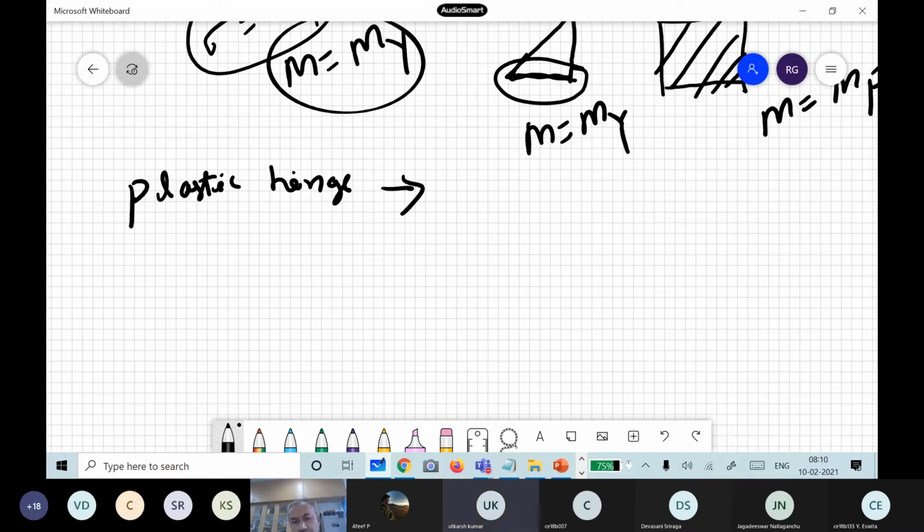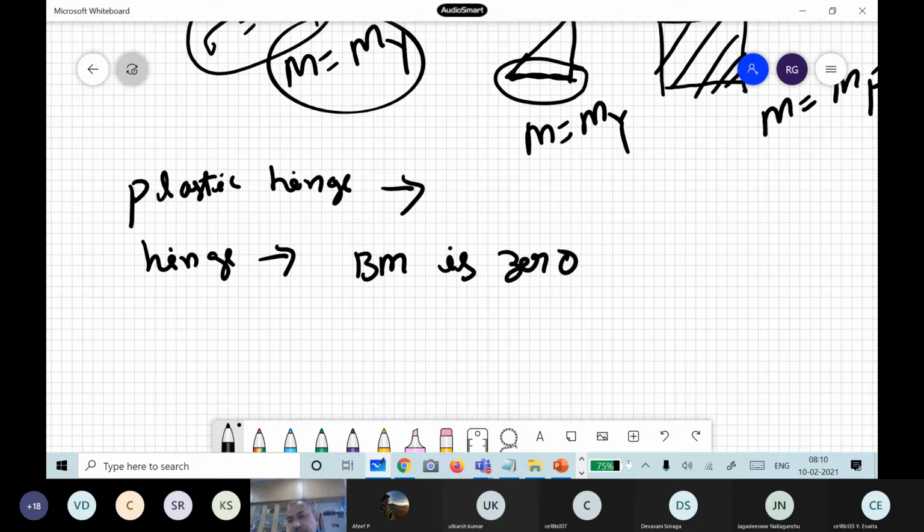Moment is 0. Now bending moment is 0. So an ordinary hinge is defined like this: in an ordinary hinge, bending moment is 0. But a plastic hinge is also a hinge. It will allow rotation, but at constant bending moment, that is M_P itself. So this is the definition of the plastic hinge.